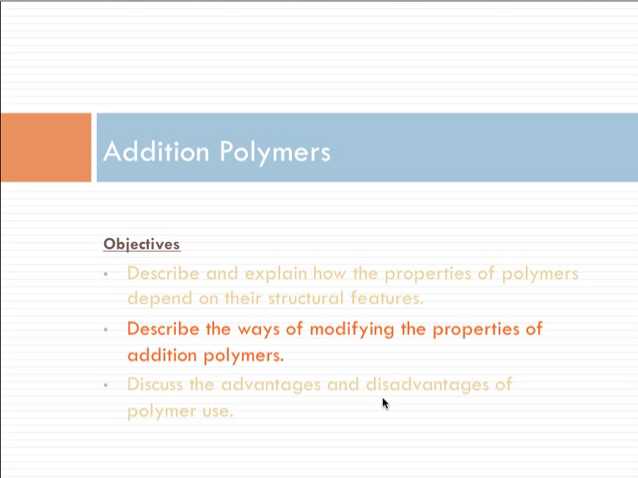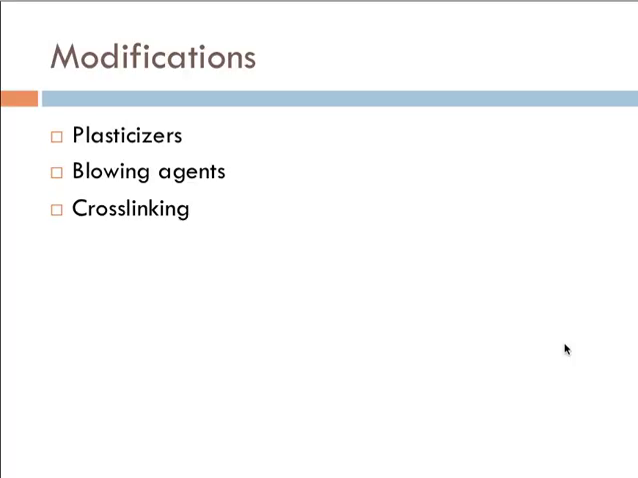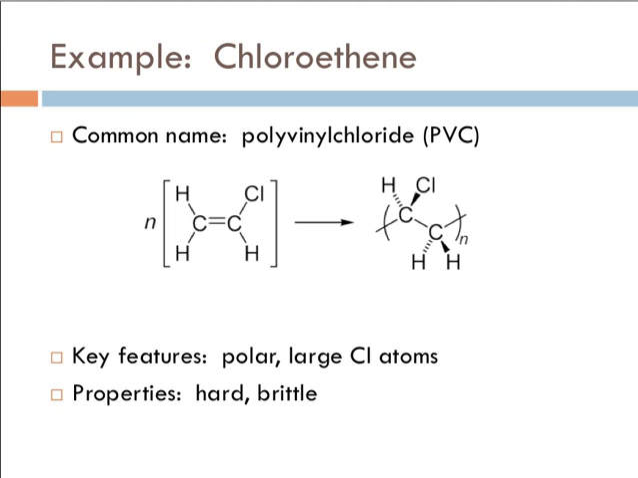Going on to talk about how we can modify the properties of addition polymers. We can use plasticizers, we can use what are called blowing agents, and we can cross-link polymers. If we look at PVC, polyvinyl chloride, again this is the repeating unit, and it has this large polar chlorine atom. It is hard and brittle.